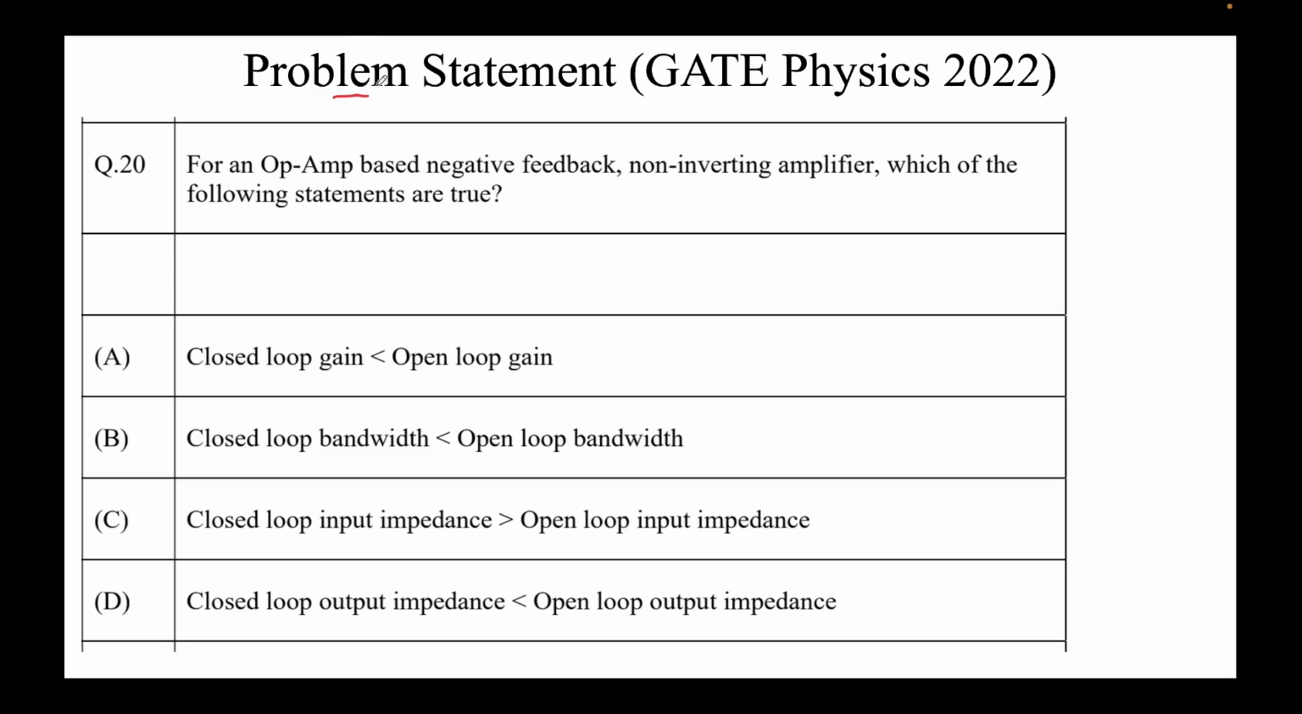The problem from GATE Physics 2022 paper reads as follows. For an op-amp based negative feedback non-inverting amplifier, which of the following statements are true?